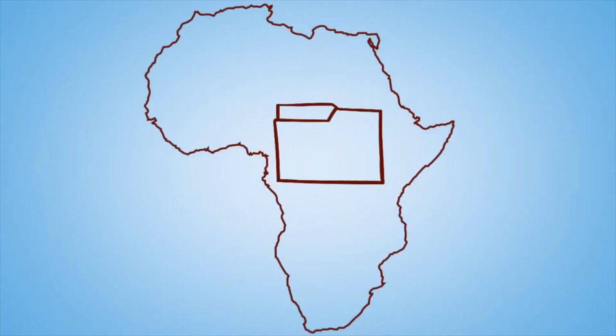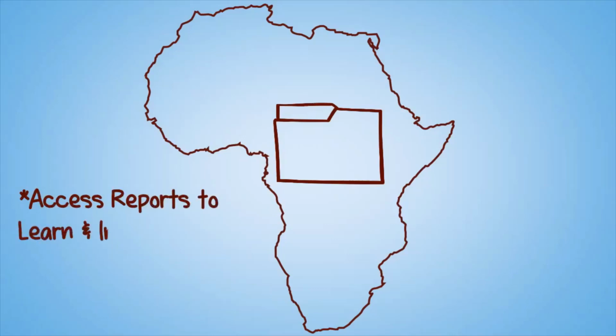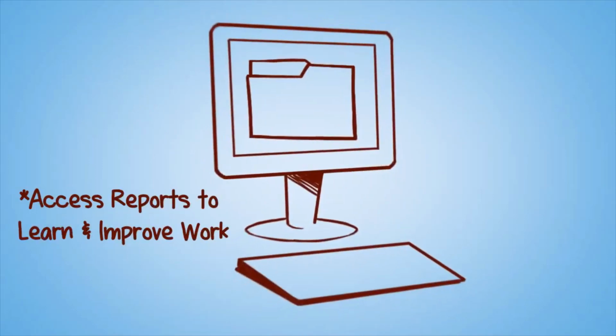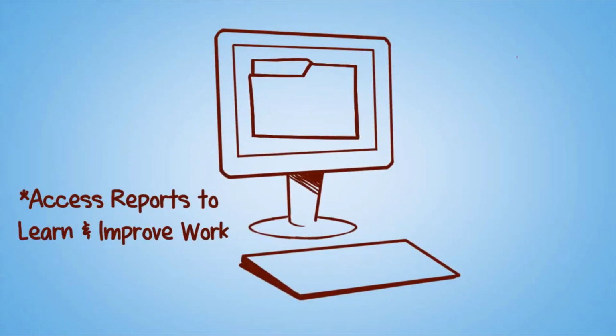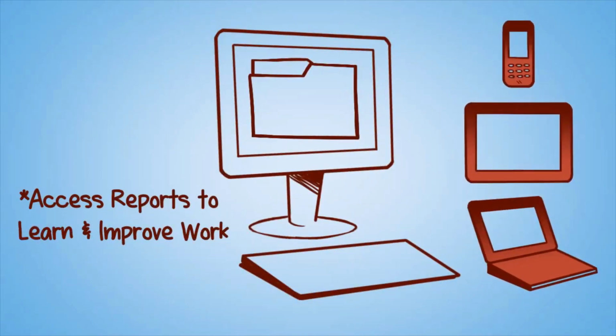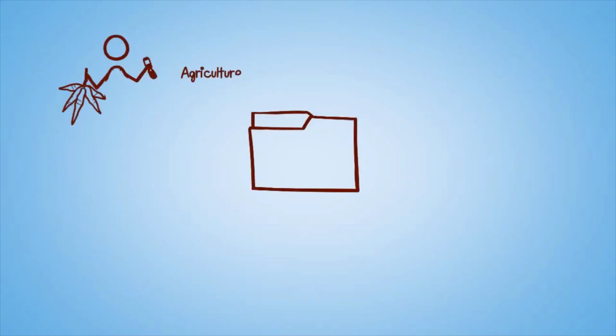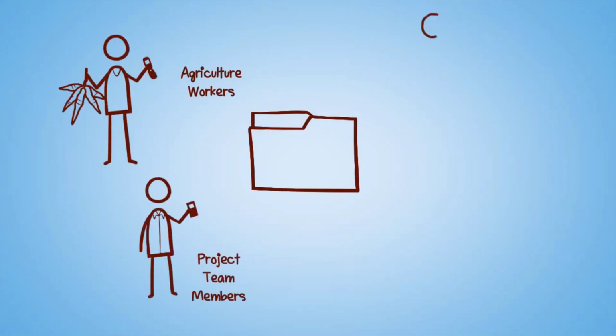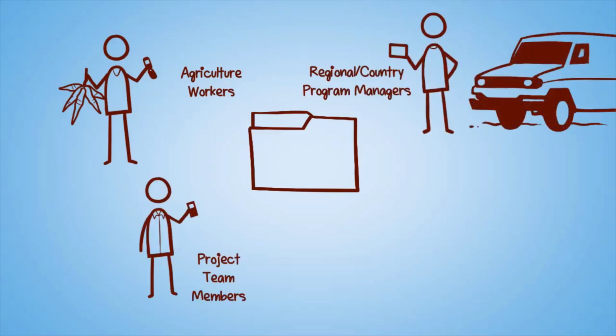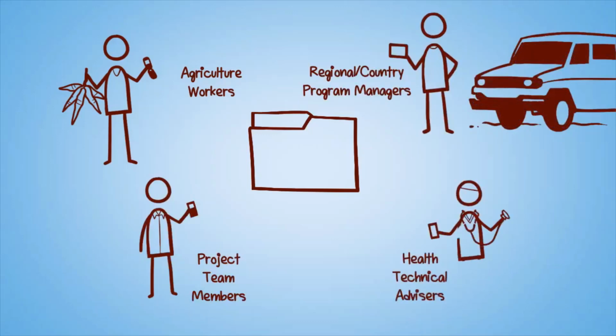Finally, a robust monitoring and evaluation system must support the ability of relief and development community stakeholders to access these analyses and reports and take advantage of them to learn and improve their work. Typically, this involves a web-based portal that can be accessed by a variety of devices over the internet, one which provides use of such data that are specific to stakeholder groups such as agriculture workers or project team members or regional and country program managers or health technical advisors.